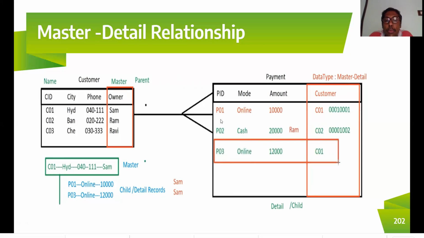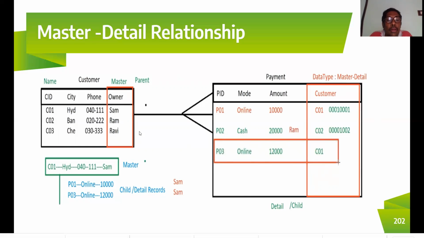Now see here P01, P02, P03, and the customer detail is also there. Coming to P01, C01 is the owner of the P01. Coming to P02, who is the owner? C02 is the owner. Who is C02? Ram is the owner. Coming to P03, C01 is the owner. In that, Sam is the owner of this record.